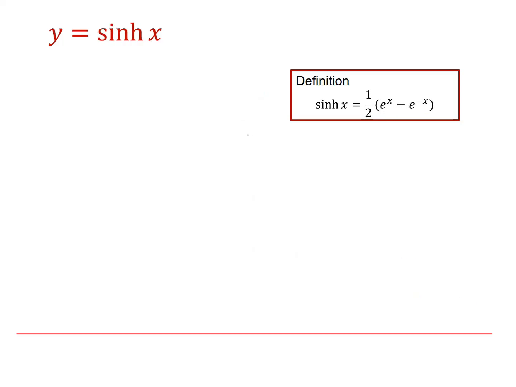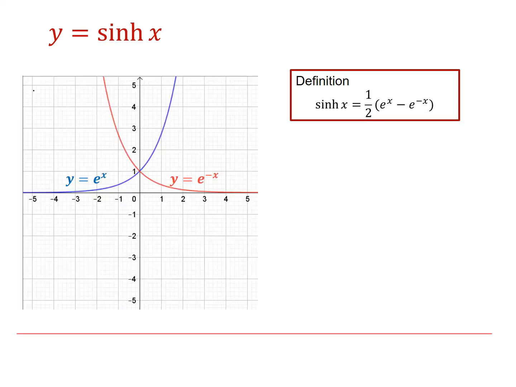Okay, here's the definition for the hyperbolic sine. Sinh x is how we pronounce it. And this is e to the x minus e to the minus x over 2. Well, here's e to the x and e to the minus x, and we want to look at the difference between them. So when they're both equal to 1, it'll go through 0.